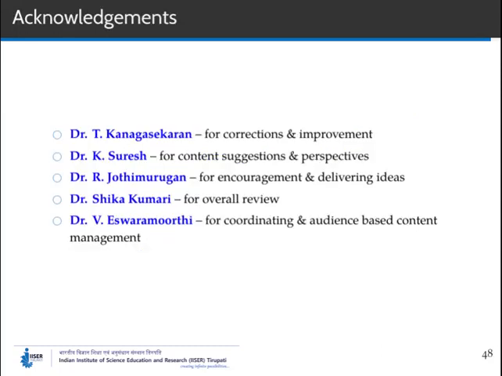Like I mentioned, in science nothing is possible without peers or friends or even colleagues. I wish to acknowledge some of the friends and colleagues who greatly contributed to this talk. I wish to express my sincere gratitude and thanks to Dr. T. Kennedy Sigran, Assistant Professor of Physics in IISER Tirupati. He's my PI too. He corrected the draft and improved the content.